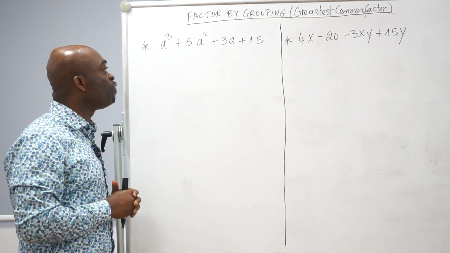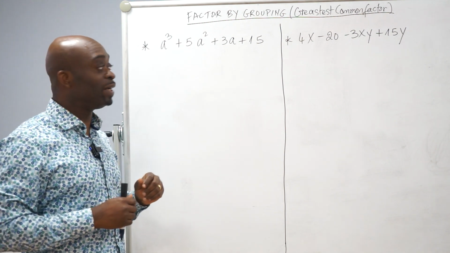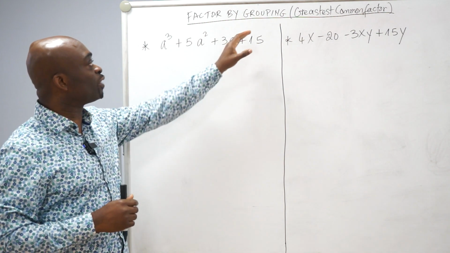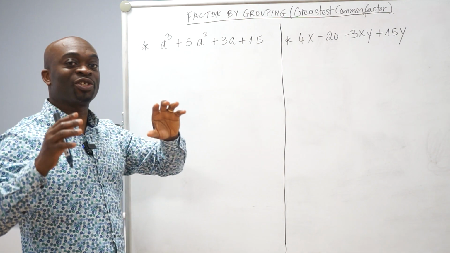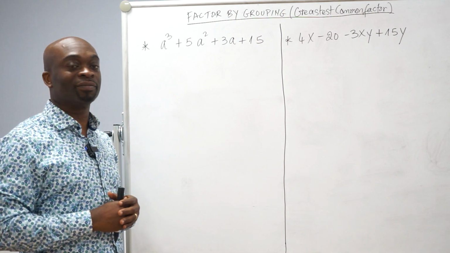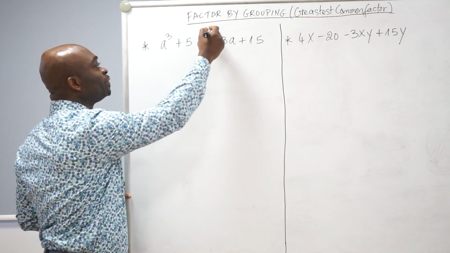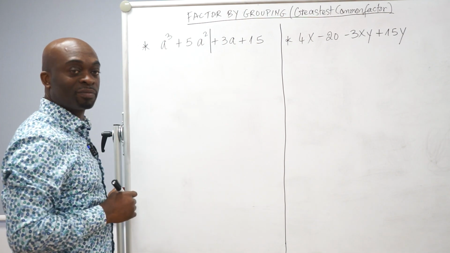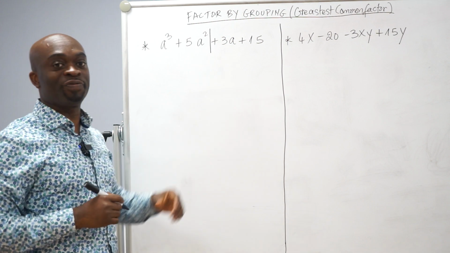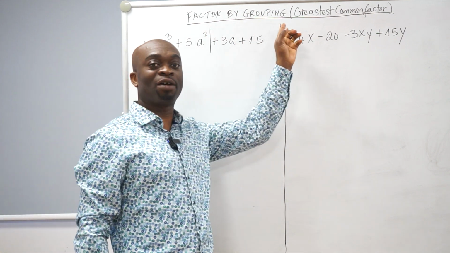So the next move is, we have four terms here, right? We have four of them. Factoring by grouping is actually asking you to split your expression in two parts. So you have a to the third plus 5a squared, plus 3a plus 15. So you have two groups. That's the reason why we call it factor by grouping.